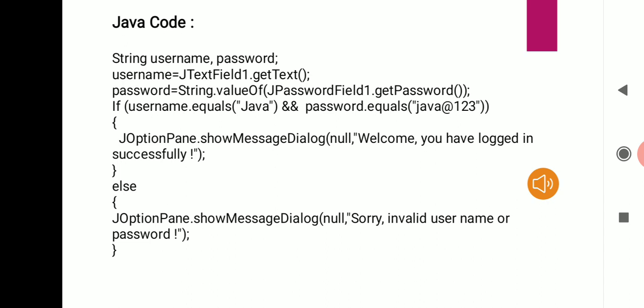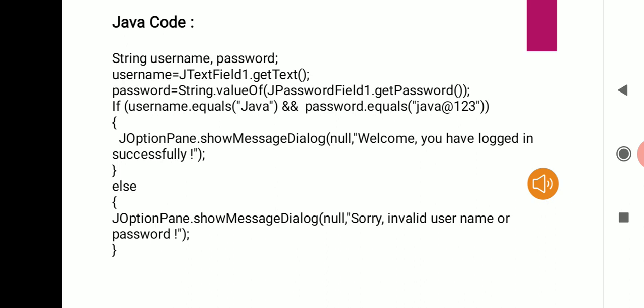Now see the statement in the next line. It says if username.equals("Java") and password.equals("Java@123"). This statement checks whether the username typed is Java and the password typed is Java@123. If it matches, the statement inside the if clause will get executed, which will display the message, "Welcome, you have logged in successfully," in a message dialog.